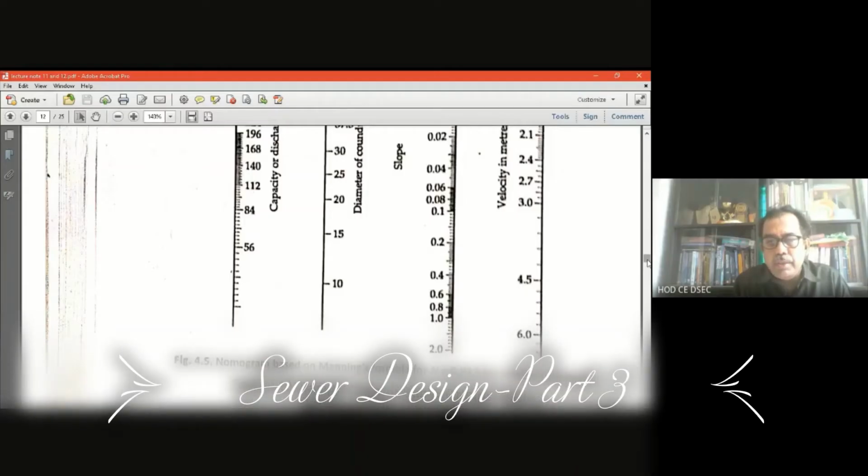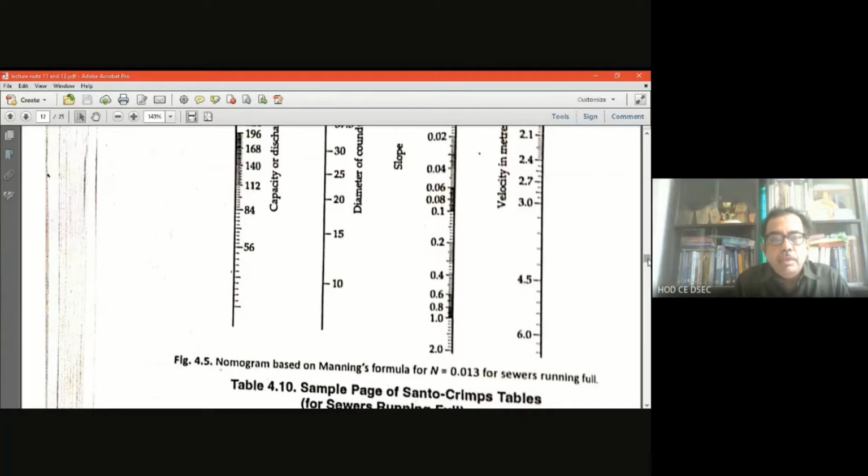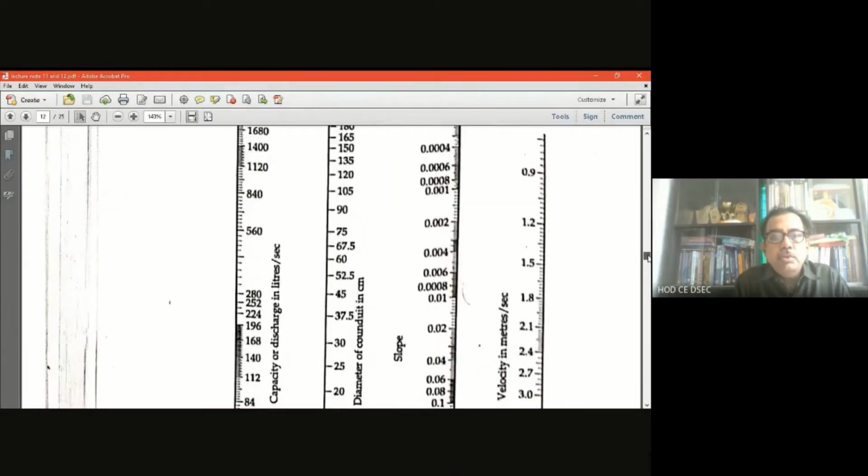Hydraulic design of sewers. Lastly we discussed the comparison charts. Now I am showing you the nomograms. You see the nomograms based on Manning's formula. That means, how to use these nomograms.